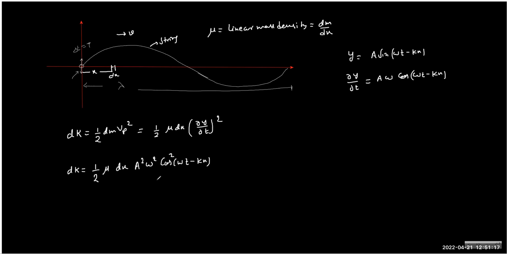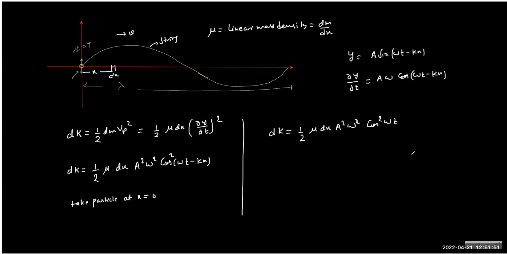Now the whole idea is, if I choose the particle at x equals 0. You can choose any particle, but that's easy to calculate mathematically. Then dK we can write as half mu dx a square omega square, and because I'm putting x equals 0, this is cos square omega t. So now I'm getting a time function.